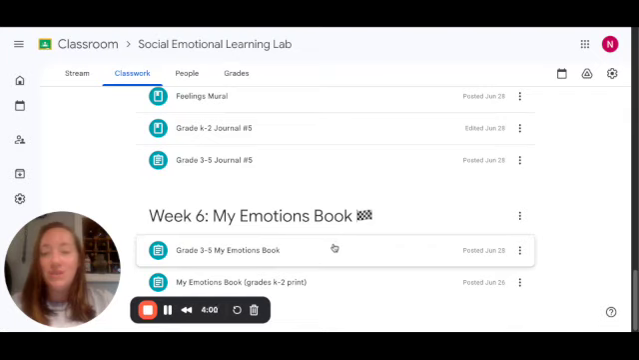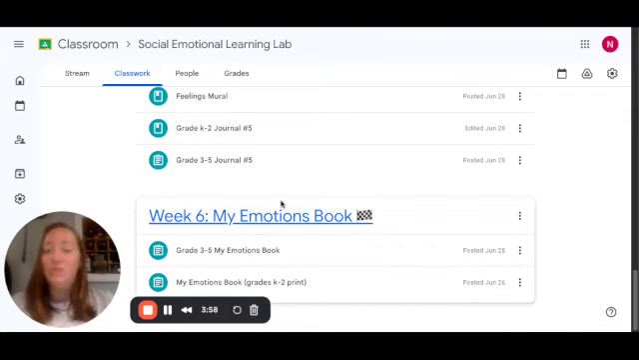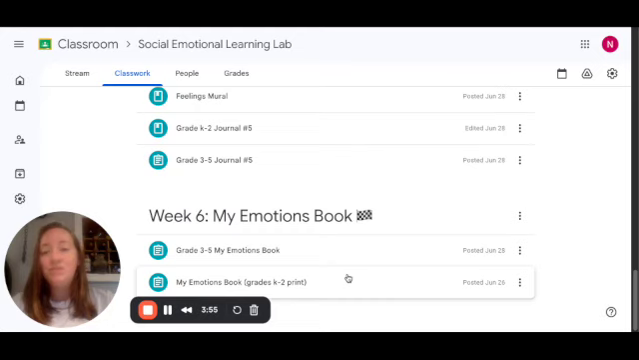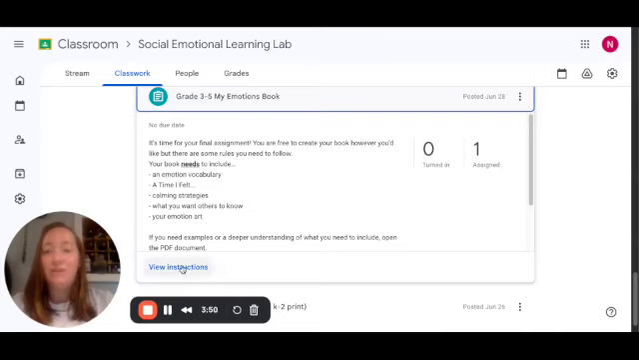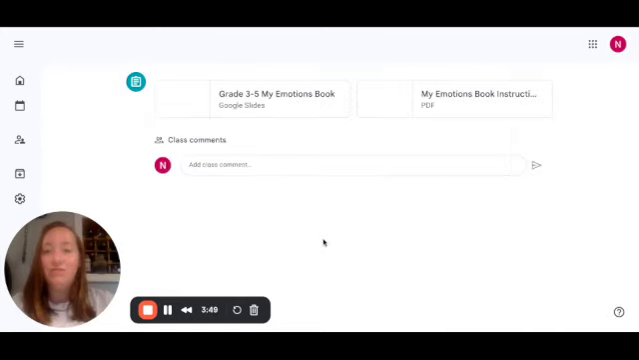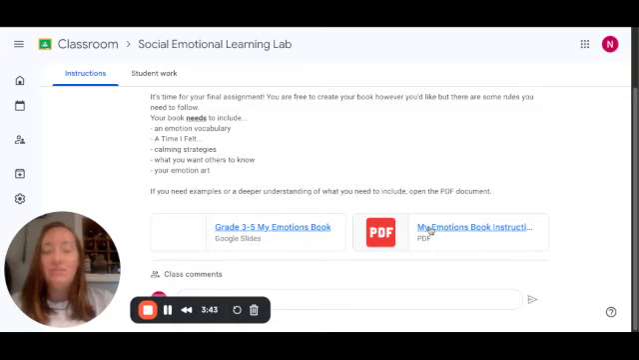And then our final week is this emotions book. So this is like the culminating project that the kids will do. They'll generate different books that they create. So if I open up the 3 through 5, this PDF is an instruction, so it gives a little more detail onto what needs to be included in the 3-5 book. When it's opened up, it is a blank Google Slides template. So the kids have free reign to create it how they want it to look. They do need to include the set of rules that I've applied, but they can decorate it.